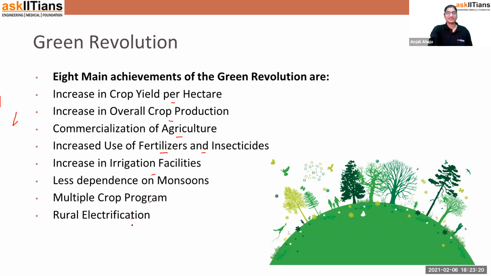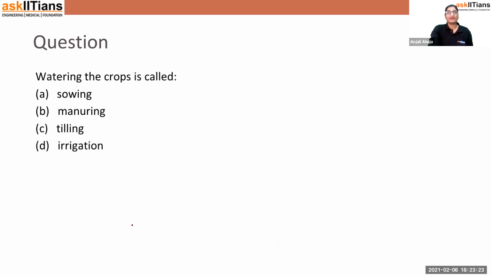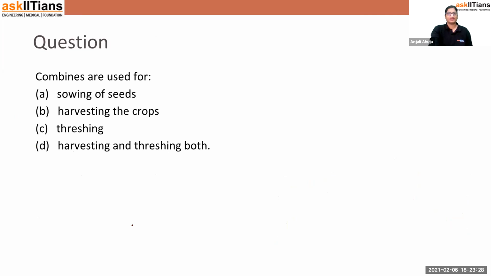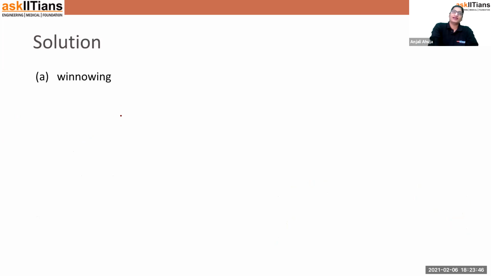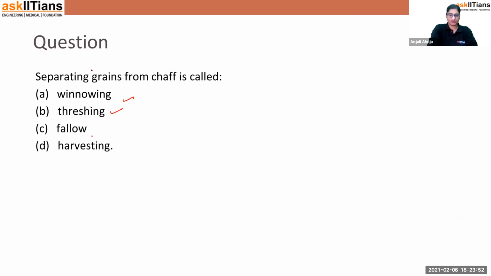Let me see if we have certain questions. If you have any doubt, you know what you have to do. Watering the crop is known as, why did I add this question? I'm not saying anything. Combines are used for? Yeah, you know the answer. Separating grains from the chaff is known as? From the husk and from the chaff is a different thing. Threshing, winnowing. Grain from the chaff. Hold on. I was expecting they would give just another answer.